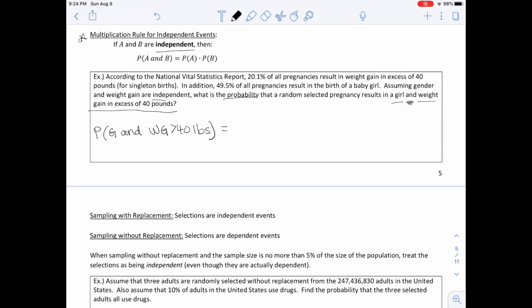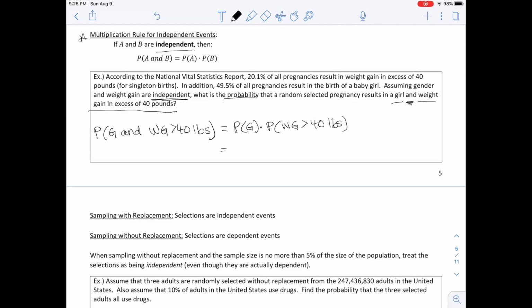And so if you look at this, it does give us a really big word in here. It does tell us that they are independent of one another. Sometimes you have to read the problem and look for those words, and other times you kind of have to understand the problem in order to get that it's implied in the problem. And so we're going to take the probability of having a girl times the probability of a weight gain greater than 40 pounds.